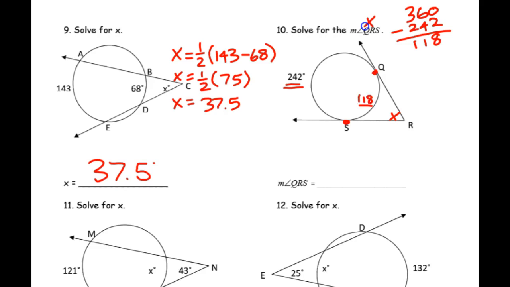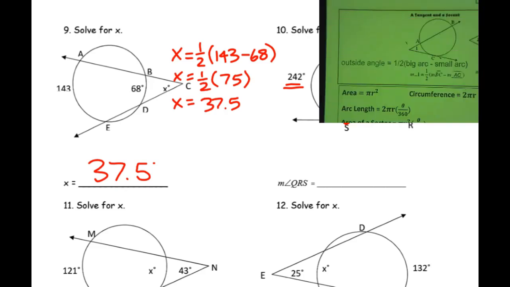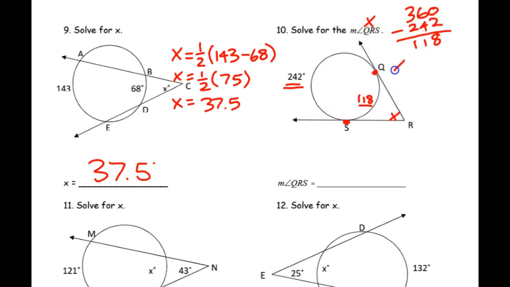And now I can solve this the way we did before. Outside angle equals 1/2 big arc minus small arc. So outside angle is x equals 1/2 big arc 242 minus small arc 118. When I subtract those, I get 124.